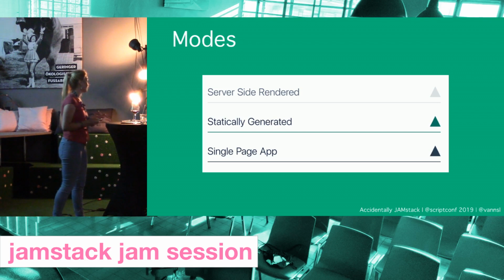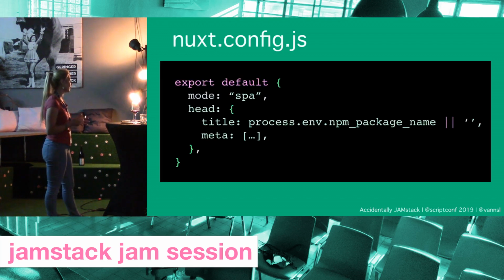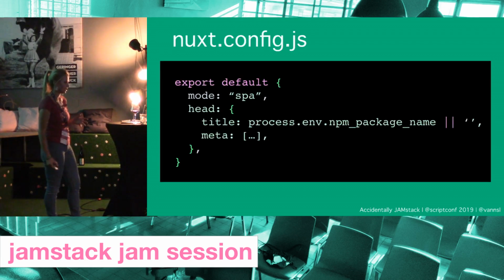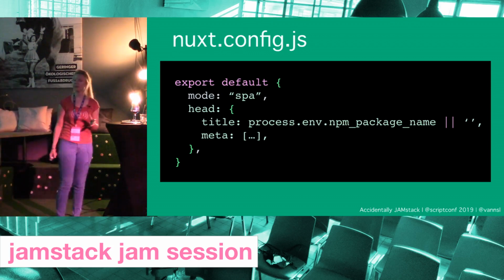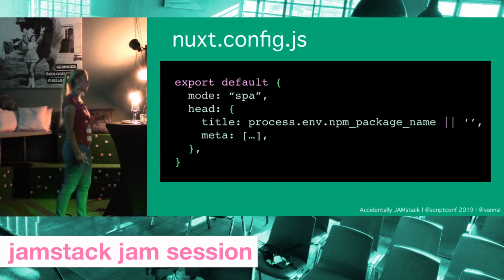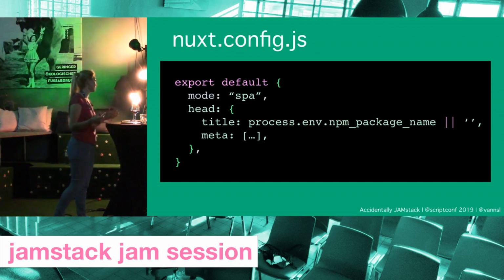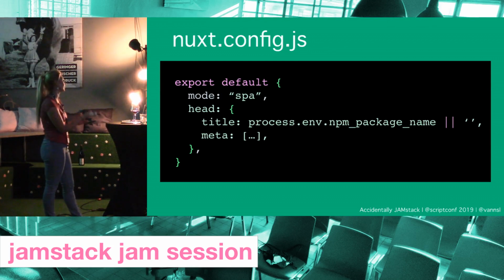So if you want to change the mode for Nuxt.js, you can go to the nuxt.config.js. And here on top you see the mode, where you have spa for a single page application or universal for the server-side rendering mode.